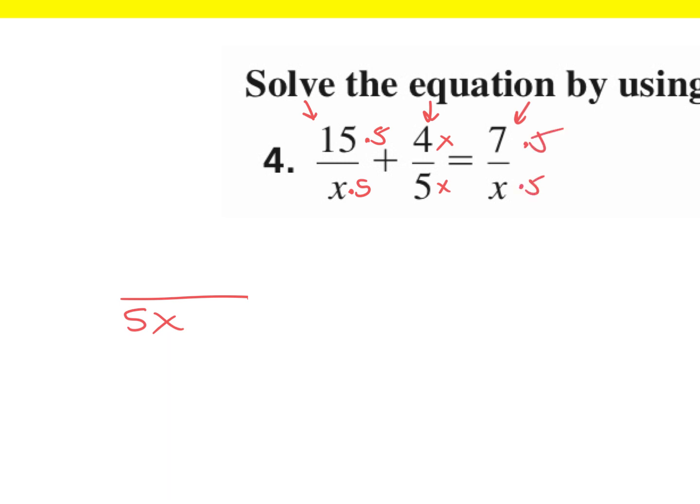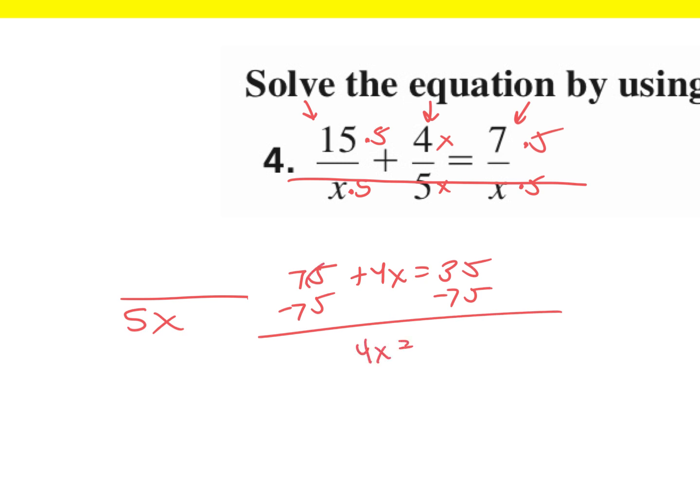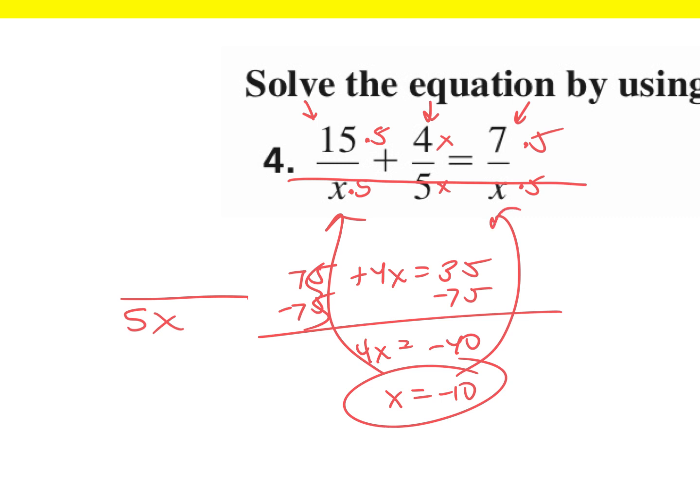So now that my denominator, look, each denominator has 5x, 5x, 5x. What can I do to it? Cross it off. So I say 15 times 5 is 75 plus 4x equals 35. Subtract 75 from both sides. 4x equals what? Negative 40. What's x equal? Negative 10. If I plug in negative 10 here or here, does my denominator become 0?